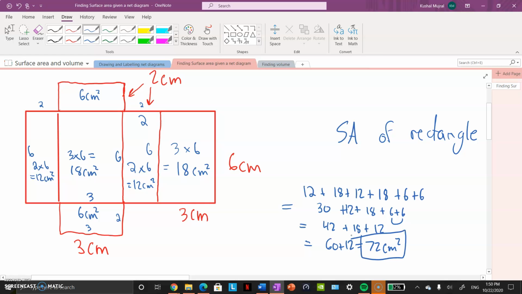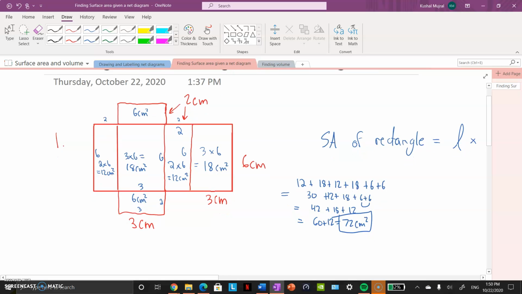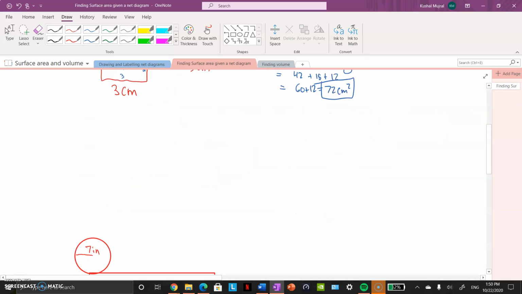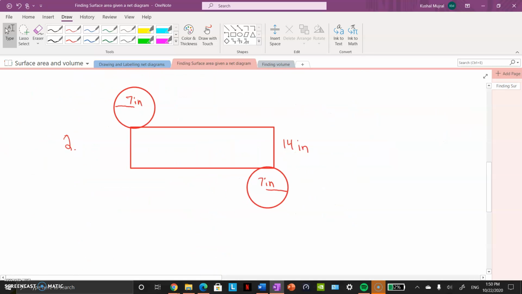Remember, the units for surface area is cm squared, and you will lose marks if you don't write cm squared. That's assuming, again, these measurements are centimeters. Sometimes they're meters, sometimes they're inches. If it's meters or inches, you're going to write meters squared or inches squared. Okay? Let's take a look at this question.